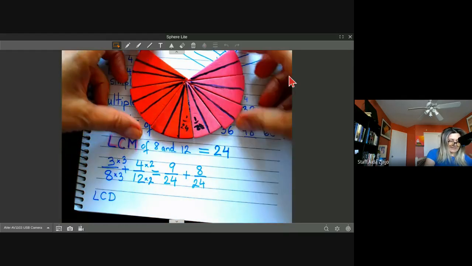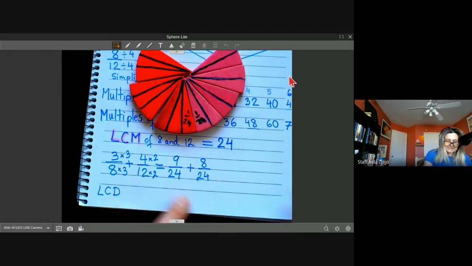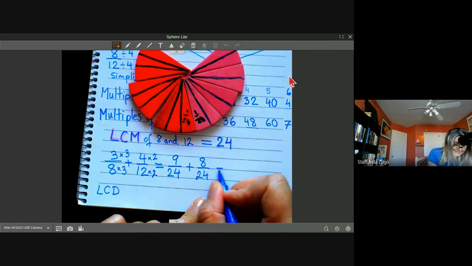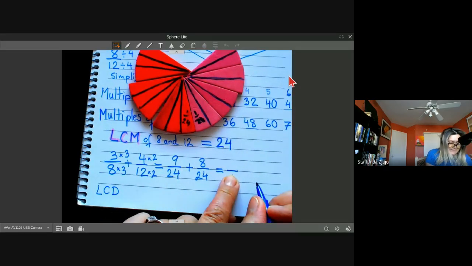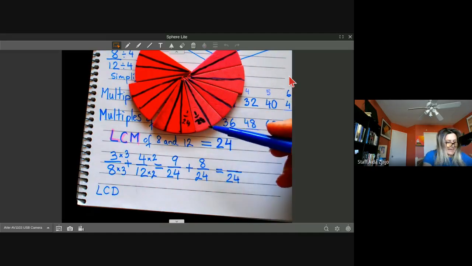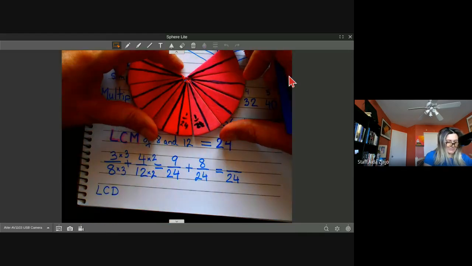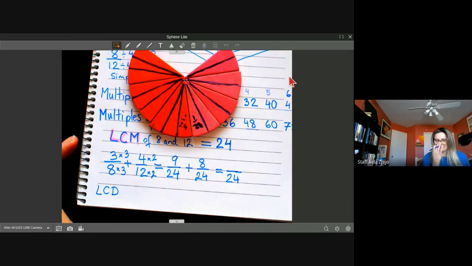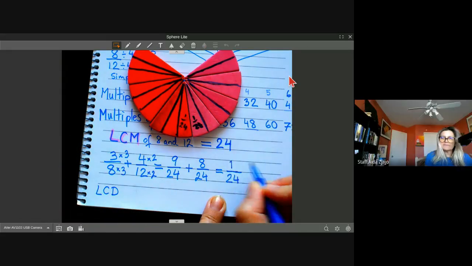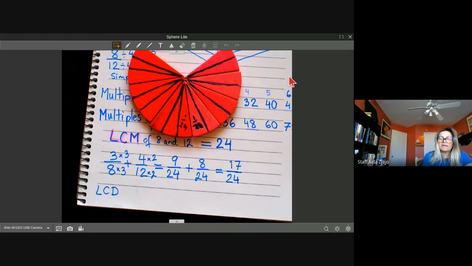My answer will be, now I can add numerator and numerator, because the denominator stays the same. When I add my fractions, the pieces are the same, 24 size, but I will have 9 plus 8. What is 9 plus 8? Who can help me? 17. Come on, 17, bravo. So it's 17/24.